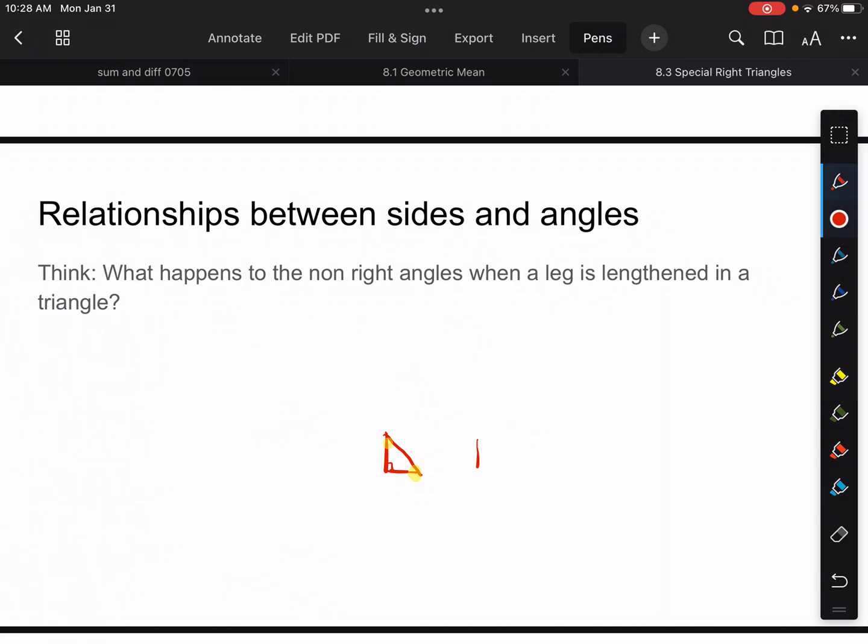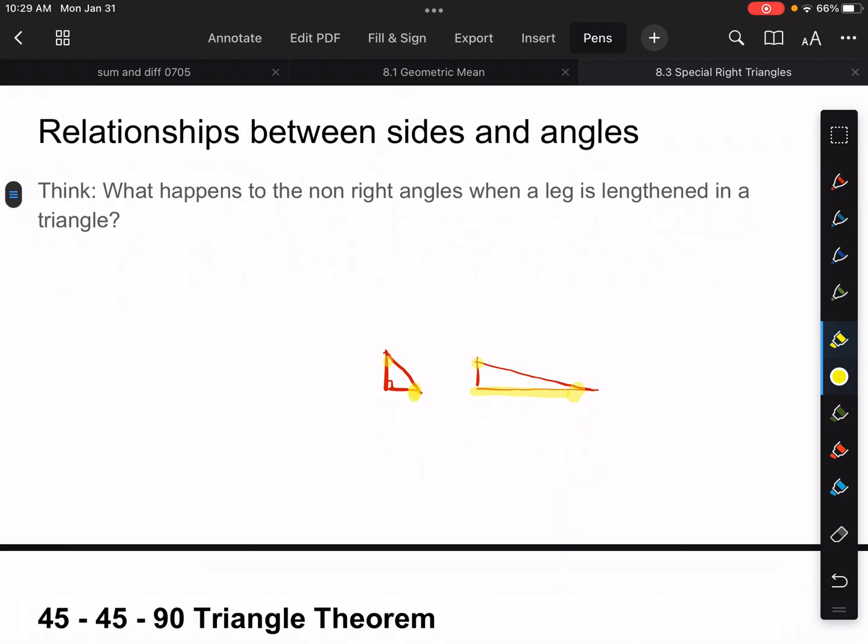If we extend a leg out like this, notice what happened to this angle. It's the same kind of triangle. I extended this thing out. Notice how this angle got much smaller, right? And the angle up top got much bigger. That pattern arises over and over again. So there's definitely some kind of relationship between extending legs on a right triangle and the angles that are opposite of those legs. That's what we're going to unpack today.